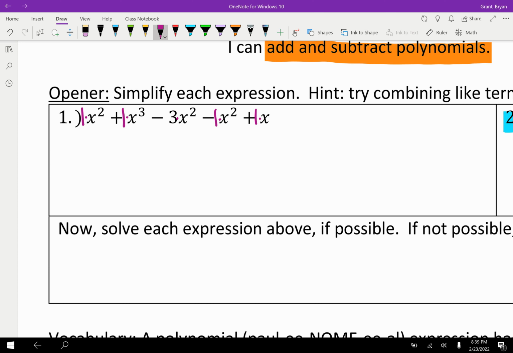So as we work through today, you're going to find a couple different ways to identify like terms. And the first method I'm going to show you is using shapes. A lot of times I use different colors, but I know you guys don't have the different colors in front of you, so I'm just going to use different shapes to start.